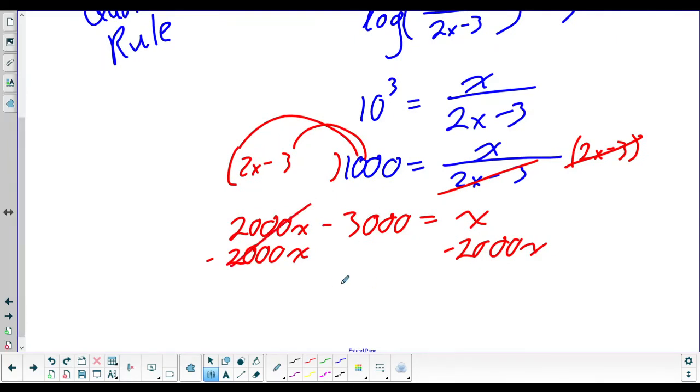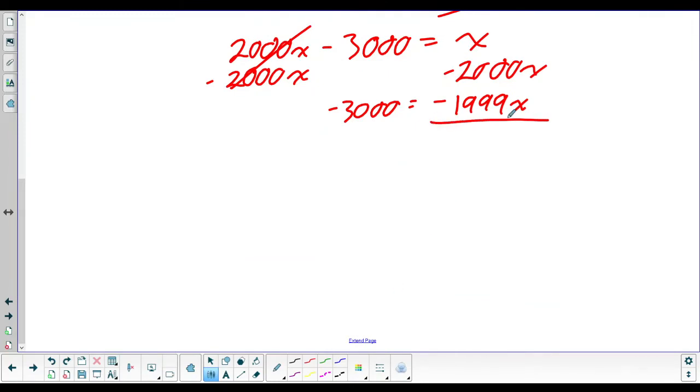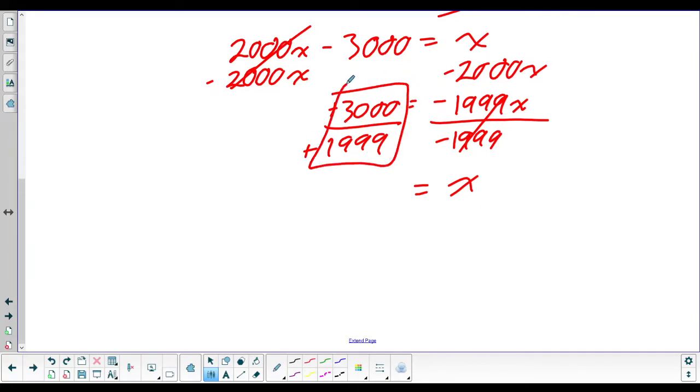So these cancel. We have negative 3,000 equals negative 1,999x. Then we divide both sides by 1,999. These cancel, and we get x equals this fraction. The negatives will cancel, so they can be positive. But this is not going to reduce. This is the answer as a fraction.